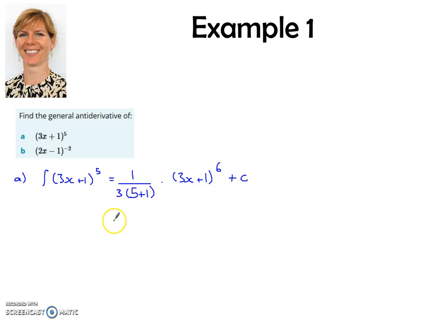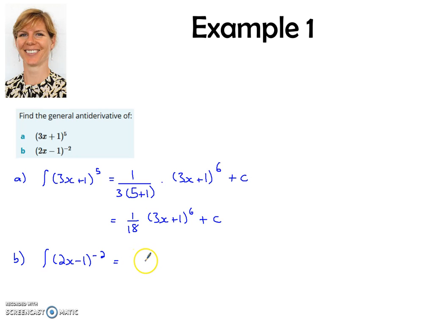And then simplifying, it just gives us 1 over 18, 3x plus 1 to the power of 6 plus c. Okay, so pretty straightforward. And then b, exactly the same, doesn't matter that it's a negative index there.